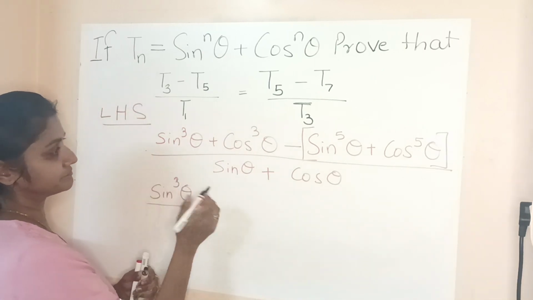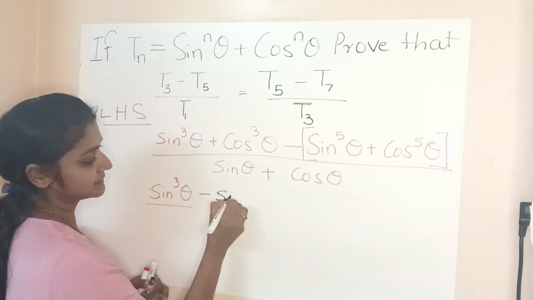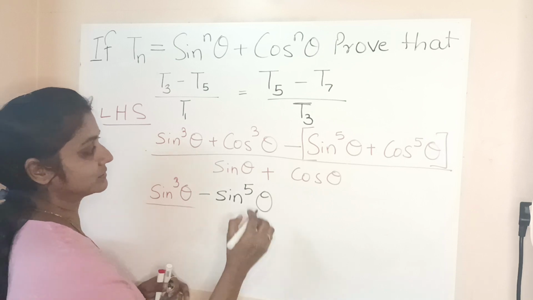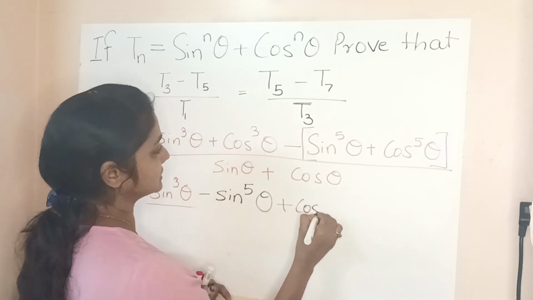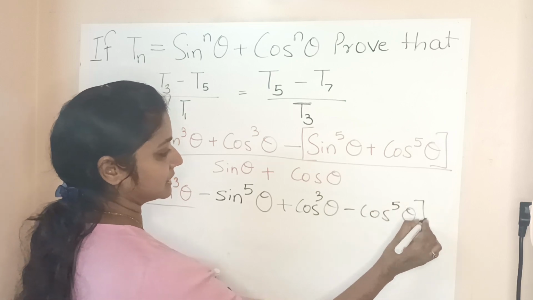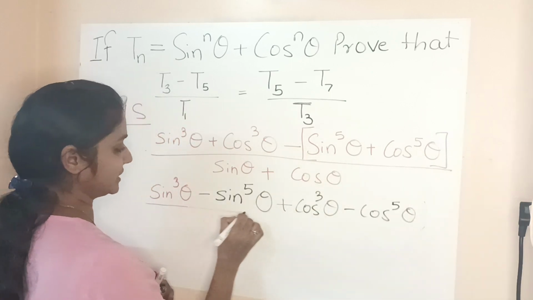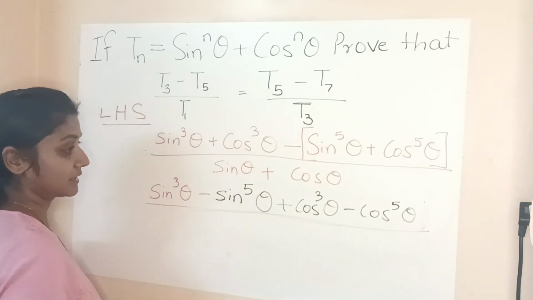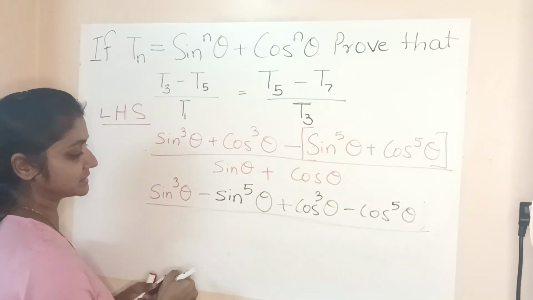Sin cube minus sin to the power 5 theta. I am using another color. Now this is cos cube minus cos to the power 5 theta. Right? Can we do this? We can, right? And the denominator remains the same.